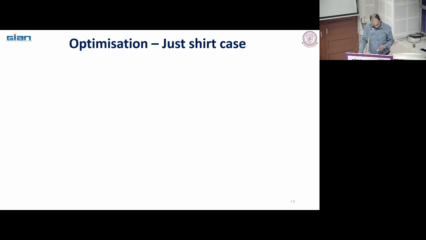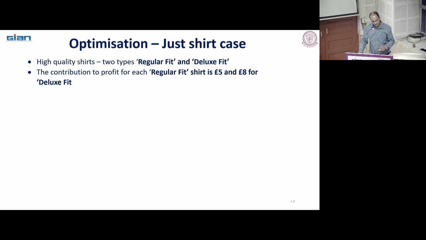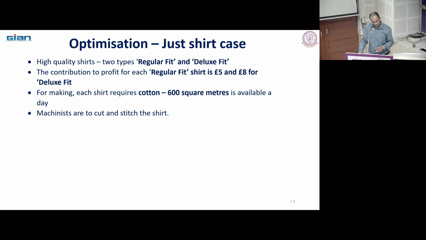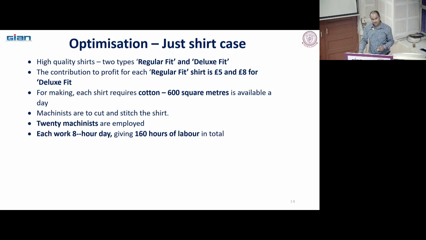Just a short case. There is one company that makes two kinds of shirts, regular fit and deluxe fit. The contribution from each regular fit is 5 pounds and from each deluxe fit it is 8 pounds. This is the profit. 600 square meters of cotton is available to make the shirts. Machinists cut and stitch the shirts. 20 machinists are employed, and they work 8 hours per day.